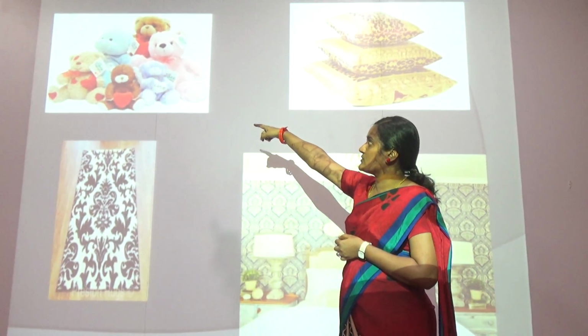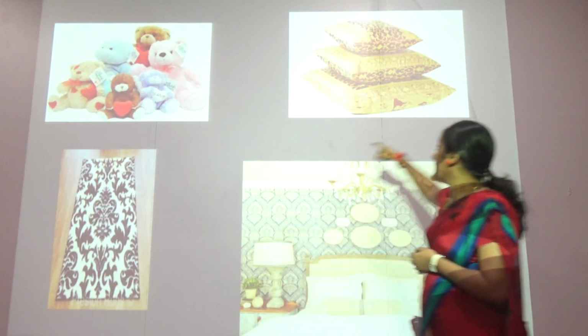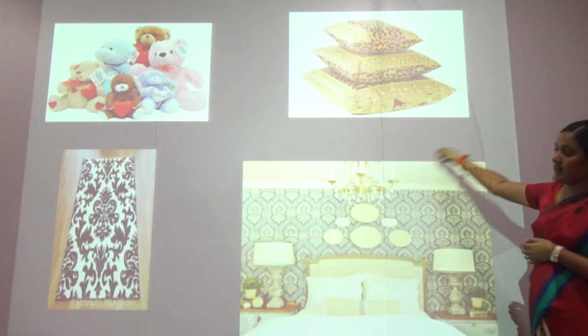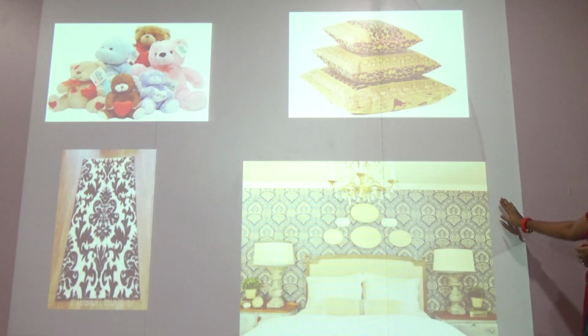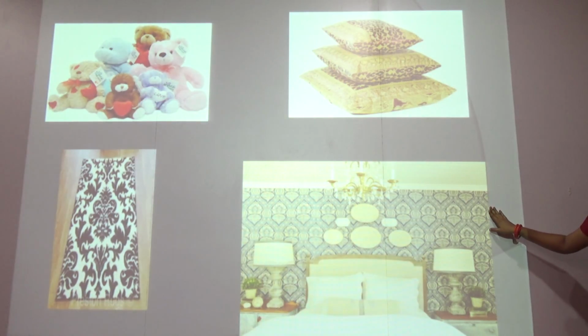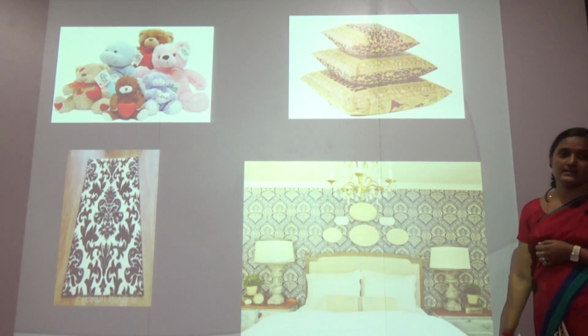The fiber fills used to stuff the soft toys, and this is the cushion cover and carpet, and this is what the picture of wall covering. So these are all the products of home textiles.